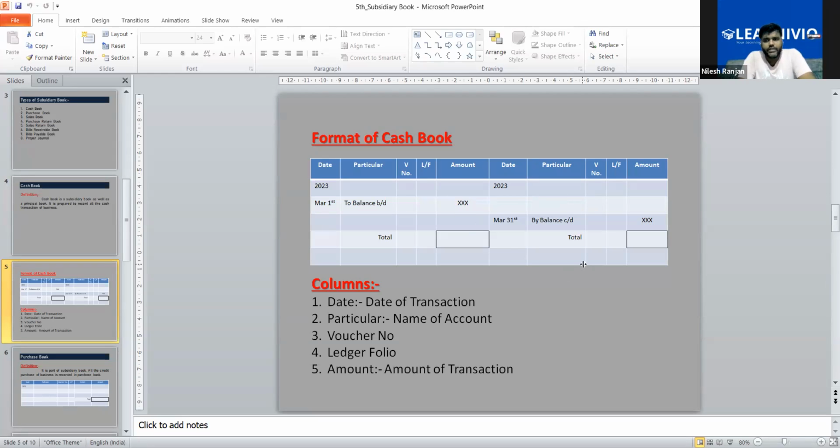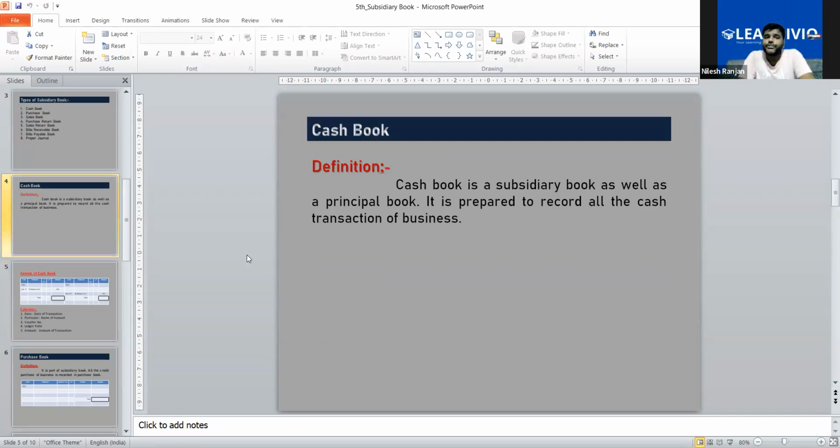In the ledger, if you remember, all the transactions are recorded in the same manner. If you purchase anything for cash, purchase account debit to cash, so it is recorded on the credit side of the cash account. The same will happen here also. It will be recorded on the credit side of the cash book. That's why it is also called a principal book. It is part of the journals, a subdivision of journals. That's why it is a subsidiary book, but it is the same as the cash account in the ledger. That's why it is called a principal book also.